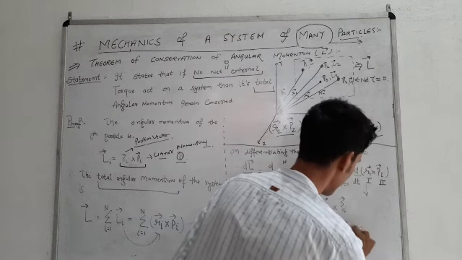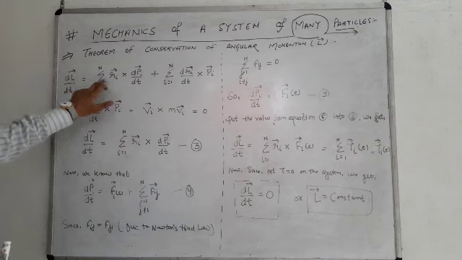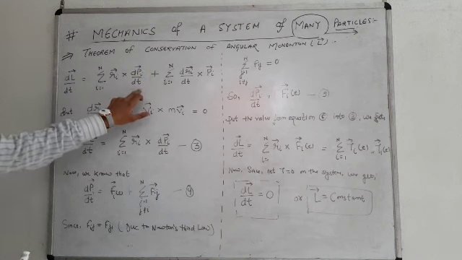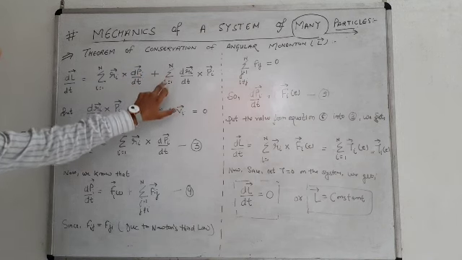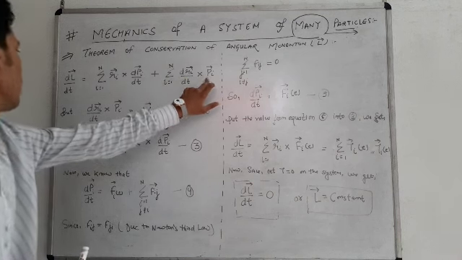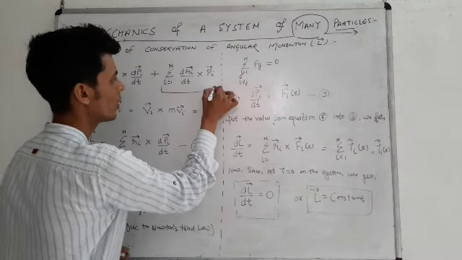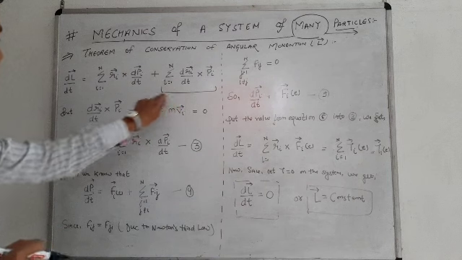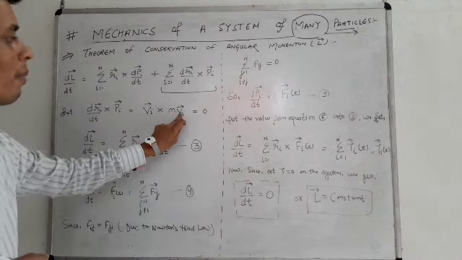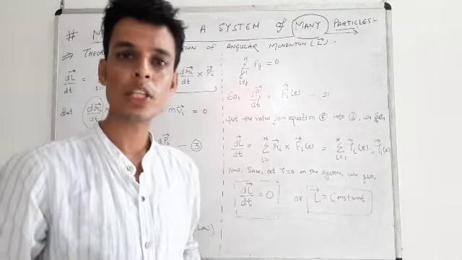Next step. Now we know that dL by dt is equal to the summation i equal to 1 to n of Ri cross dPi by dt plus the summation i equal to 1 to n of dRi by dt cross Pi. Now we are considering this term. In this case dRi by dt cross product will be vi cross mi vi. Now dRi by dt means the rate of change of position vector with respect to time.